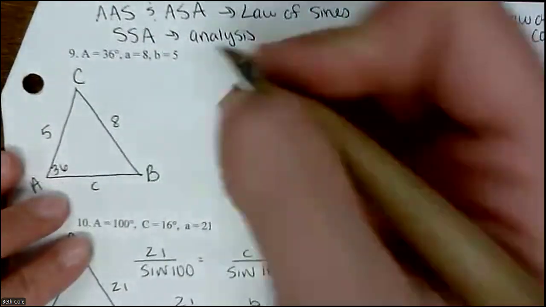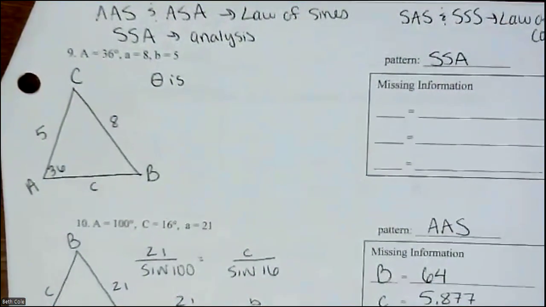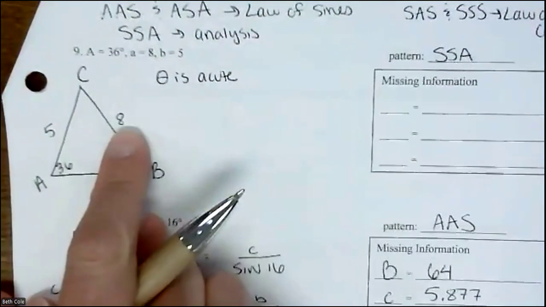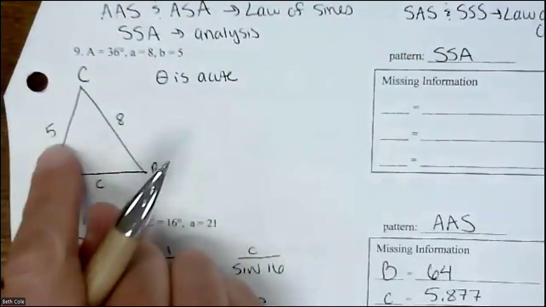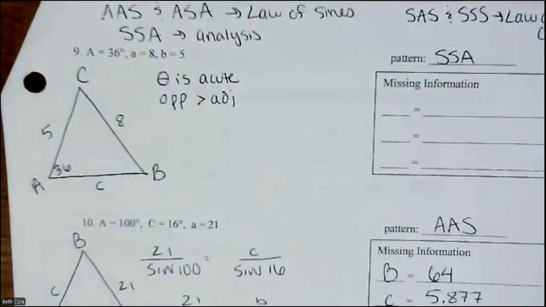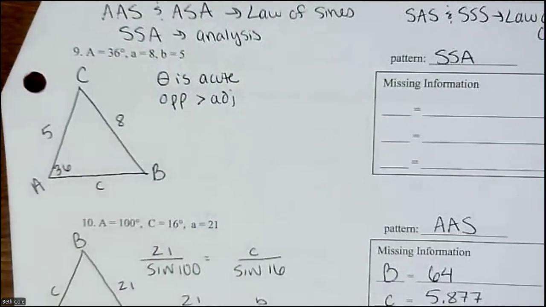We have to do our analysis. It starts theta is, and you're either going to put obtuse or acute. So what do you think for this one? Acute. The opposite, which is 8, is what compared to the adjacent? Larger. That means you're good. Just do the problem. Just proceed as normal. Literally just do the problem. It's when the opposite side isn't big enough that you run into an issue.